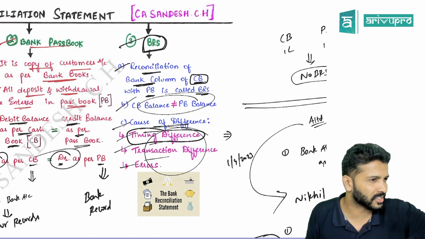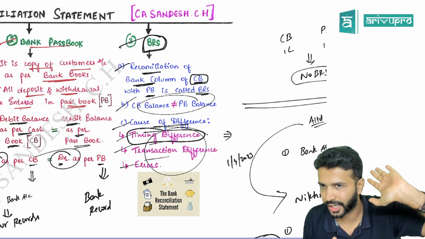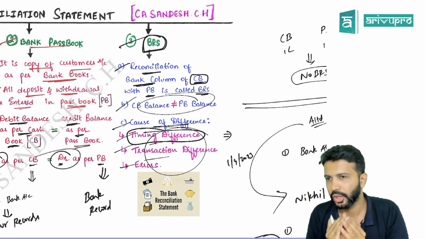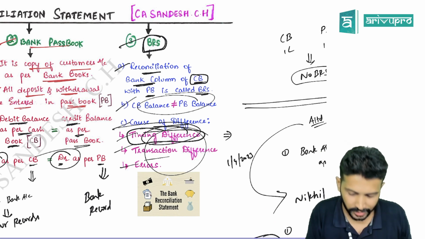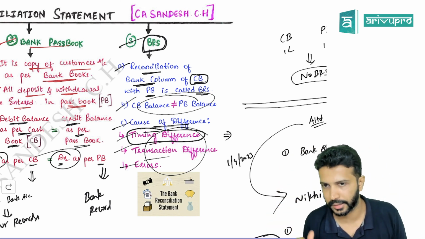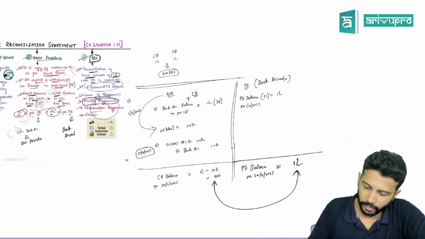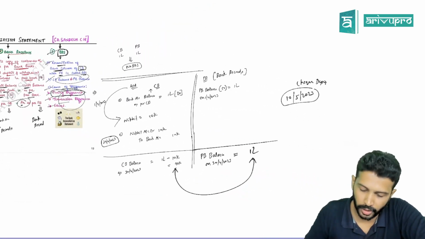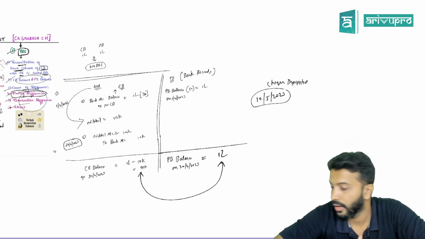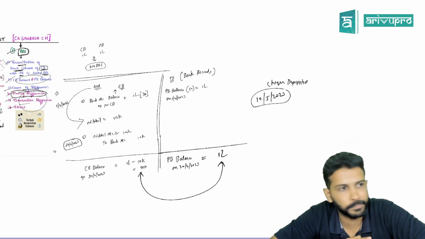Such differences we call timing differences. Are we okay? There is a small delay in depositing the check. Because of this, your cash book and passbook are not matching up. So such differences we call timing differences. Timing delay basically. Deposit delay you can keep it. Okay, I'll give you a minute. Just process that, and if you have any doubt, ask. I'll give you examples for other things also. This one, has everyone got it?